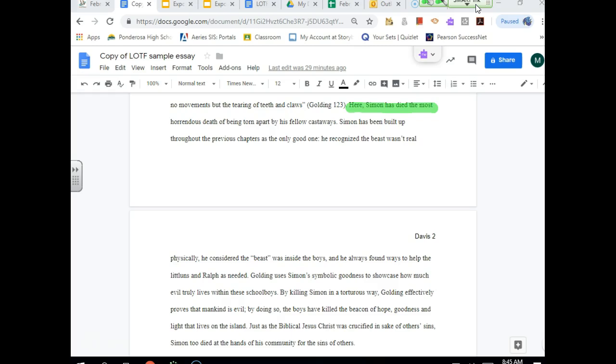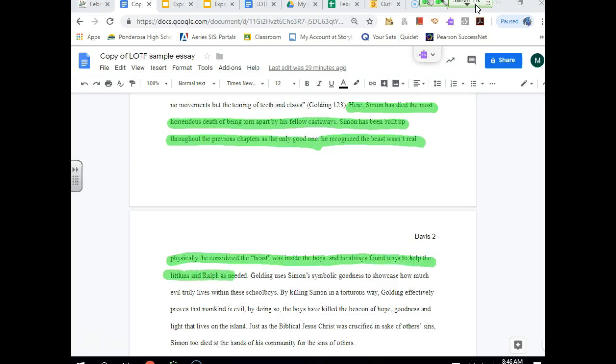Okay. Shh, great. Here, Simon has died the most horrendous death of being torn apart by his fellow castaways. Simon has been built up throughout the previous chapters as the only good one. He recognized the beast wasn't real physically, he considered the beast was inside the boys, and he always found ways to help the little ones and Ralph as needed.